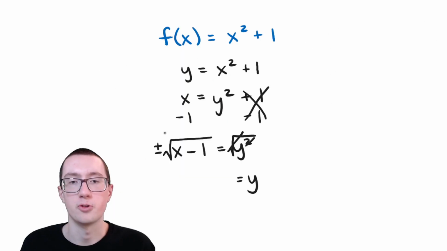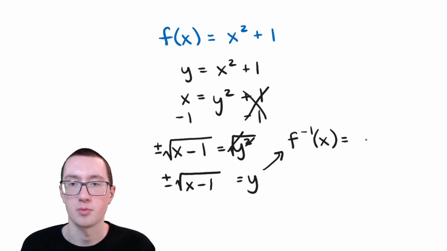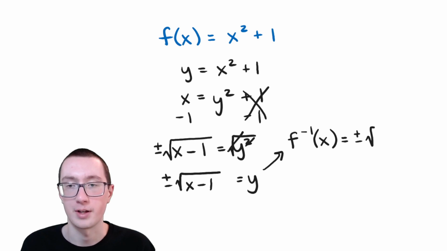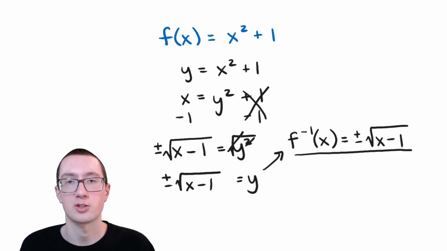So there's nothing we can do to this. There's nothing we can simplify here, right? So it's going to stay as plus or minus the square root of x minus 1. And now the last thing to do is to change this into the function format. So we need to change y back into f of x. Or in this case, we're actually doing the inverse version, which is f to the negative 1 of x. And that's going to be equal to what we have here, plus or minus the square root of x minus 1. So there you go. This is the inverse of f of x equals x squared plus 1.